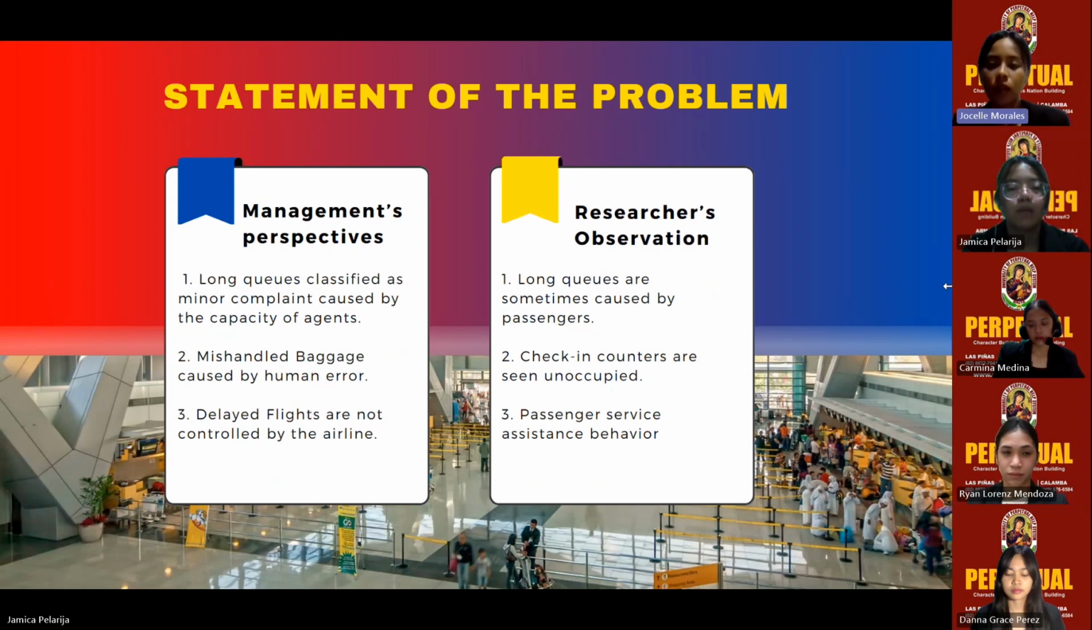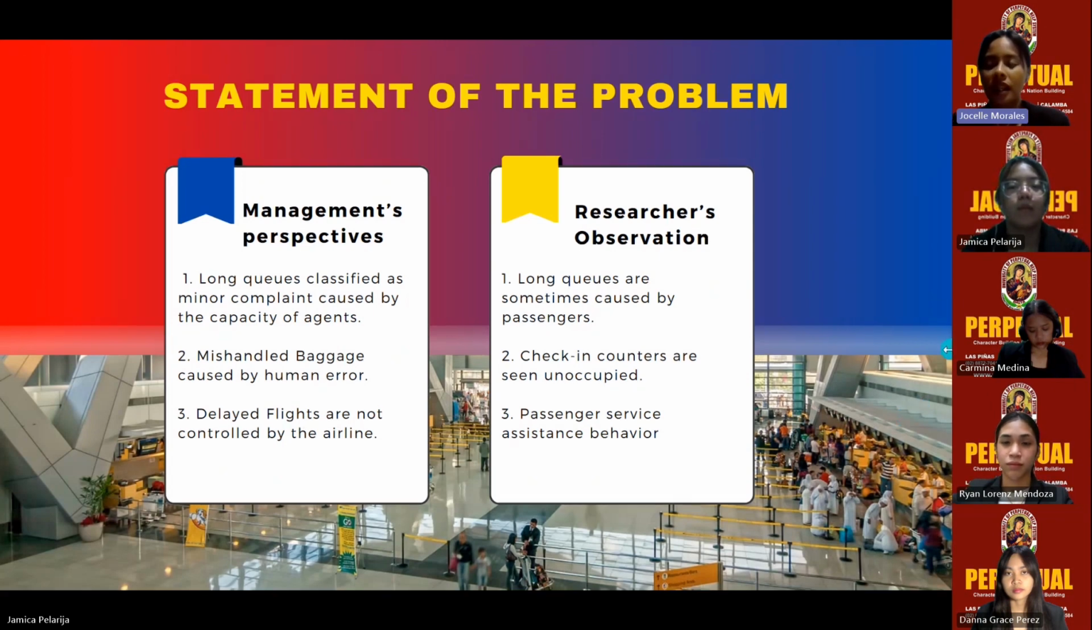Long queues are sometimes caused by the passengers because most of them are unprepared. Some of their documents are nowhere to be found, causing inconvenience to other passengers as well. Check-in counters are seen unoccupied, which can be caused to lessen the waiting time of the passengers. Passenger service assistants' behavior can cause annoyance to the passenger who have queries. They will end up in a discussion, leaving the airline with terrible service. It is better to have as much patience as you can to answer every query they have.